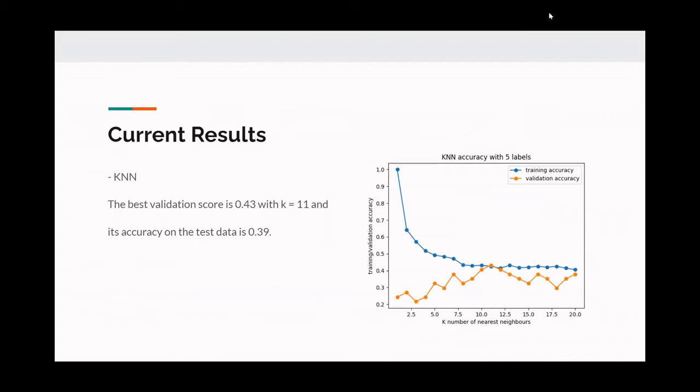Current result for the k-nearest neighbor model. We generated the result from KNN by first splitting the data into 70% train, 15% validation, and 15% test. Then we tuned the hyperparameter k to find a model that has the best validation accuracy. Last, we use the model to find the accuracy on the test data. The result from KNN is good, where the best validation score is 0.43 with k equal to 11, and its accuracy on the test data is 0.39.